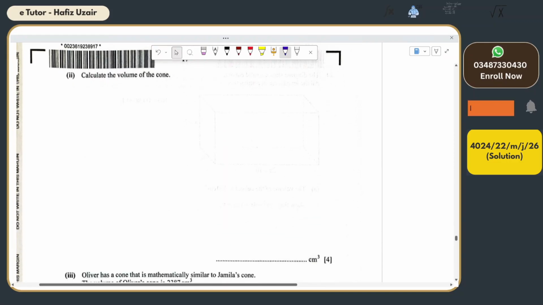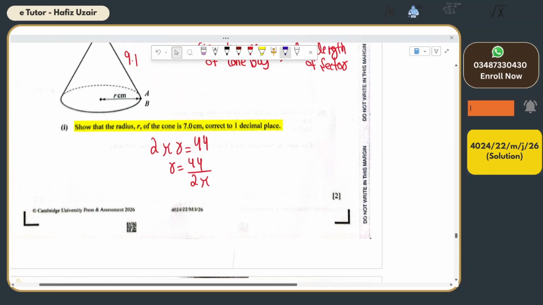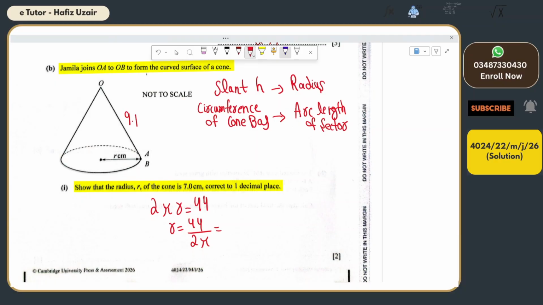Calculate the volume of the cone. Now, what is the volume of a cone? First of all, let's write it over here. The volume of a cone is 1 over 3 pi r square h. Okay, so now this is 9.1 and the radius is actually 7. Let's write it over here as well. So this is 7. Now this is the height.